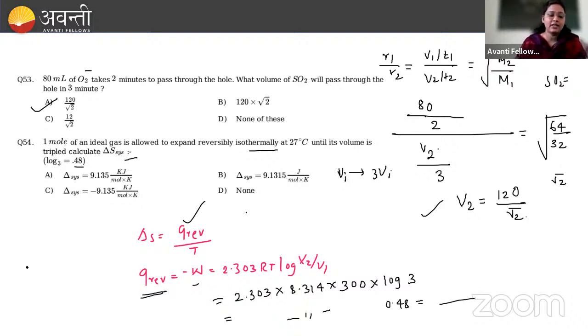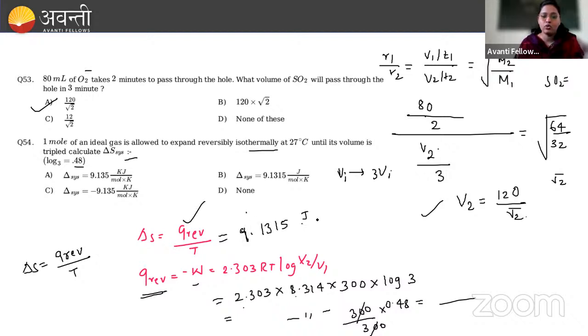In order to obtain delta S for the system, just divide it by the temperature, 300 Kelvin. So 300 यहाँ का cancel हो जाएगा. It's 0.48 into 8 into 2.303. When you do this calculation, you will get your answer, that is equal to 9.1315 joule per mole per Kelvin.